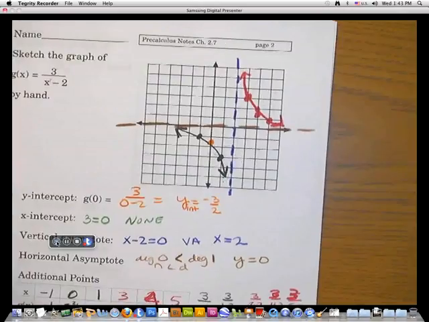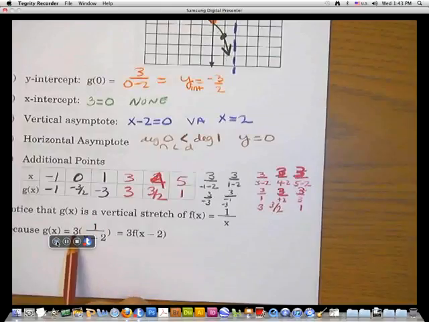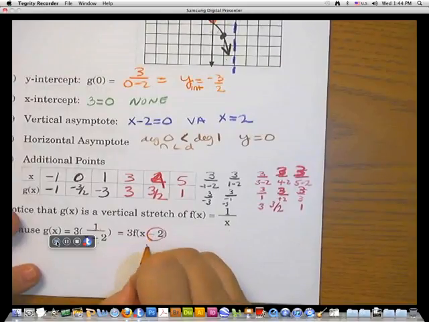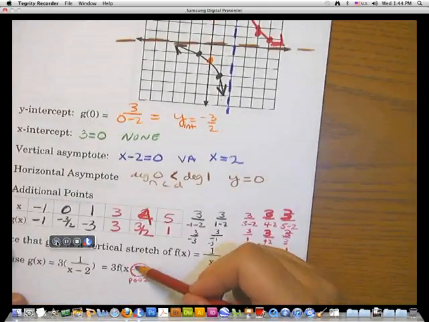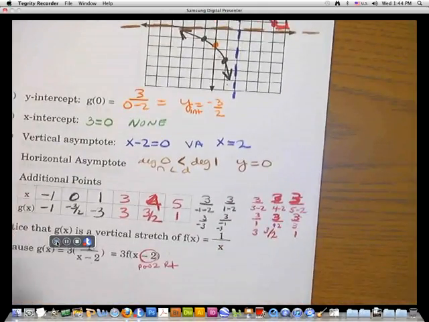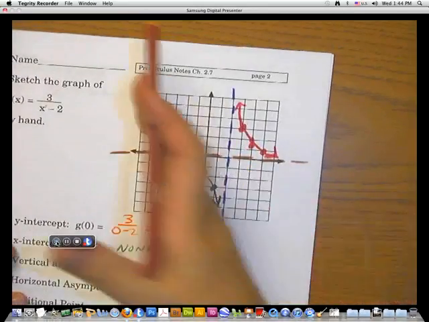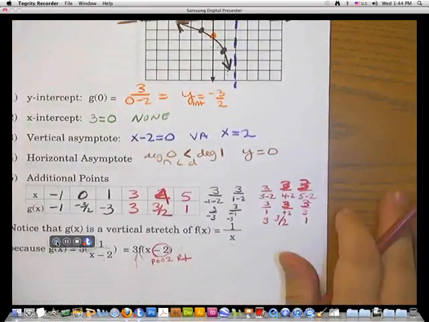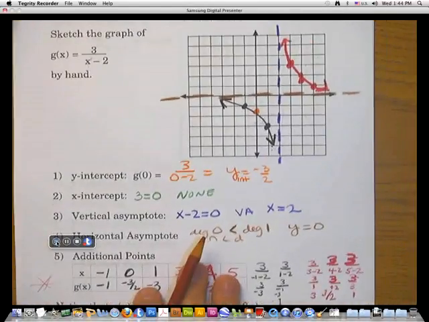G of x is actually just a stretch of the 1 over x that we did back in the last section, because we could pull the 3 out from it, so it's 1 over it. And then this is a movement of positive 2 to the right, because remember, anything inside our parentheses comes out as an opposite. So of the x, it's positive 2, and notice we just shifted our graph over 2 of them. And then 3 is a stretch that we do. But we're going to use our points to be able to come up with those. So that's all of our information we need to find on that one.